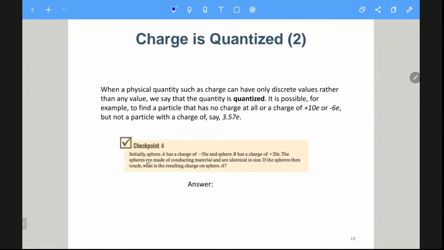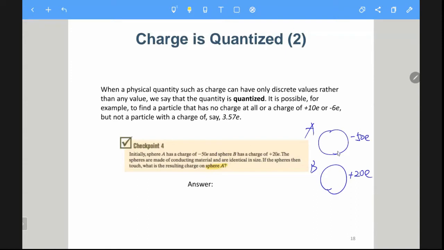So here's a checkpoint, very simple. Initially, sphere A has a charge of minus 50e. So let's say we have a sphere A. It has minus 50e. And sphere B has a charge of plus 20e. The spheres are made of conducting material and are identical in size. If the spheres then touch, what is the resulting charge on sphere A?